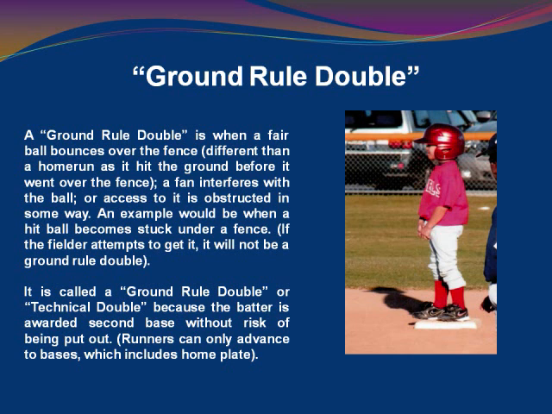A ground rule double is when a fair ball bounces over the fence, which is different than a home run as it hit the ground first. A fan interferes with the ball, or access to it is obstructed in some way. An example would be when a hit ball becomes stuck under the fence. If the fielder attempts to get it, then it would not be considered a ground rule double. In that case, the batter is sent to second base without being in fear of being put out.